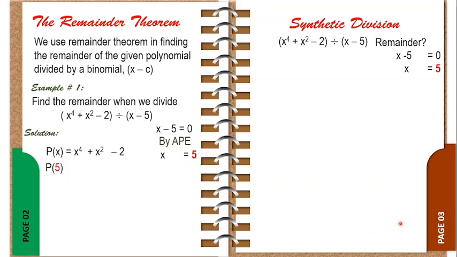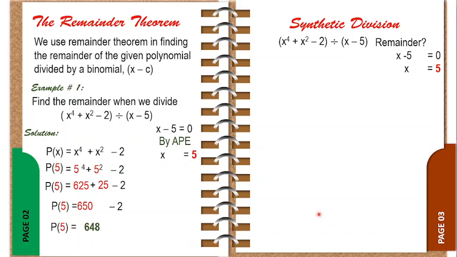Replace the value of x in the given expression. So we have p of 5 equals 5 raised to 4 plus 5 squared minus 2. P of 5 is equal to 625 plus... 5 raised to 4 means you're going to multiply 5 by itself 4 times, 5 times 5 times 5 times 5. That's why we have 625. And then 5 squared means 5 times 5 equals 25. Bring down negative 2. 625 plus 25 is 650. Bring down negative 2. 650 minus 2 is 648. 648 is the value of the given polynomial using the remainder theorem. And at the same time, it is also the remainder.